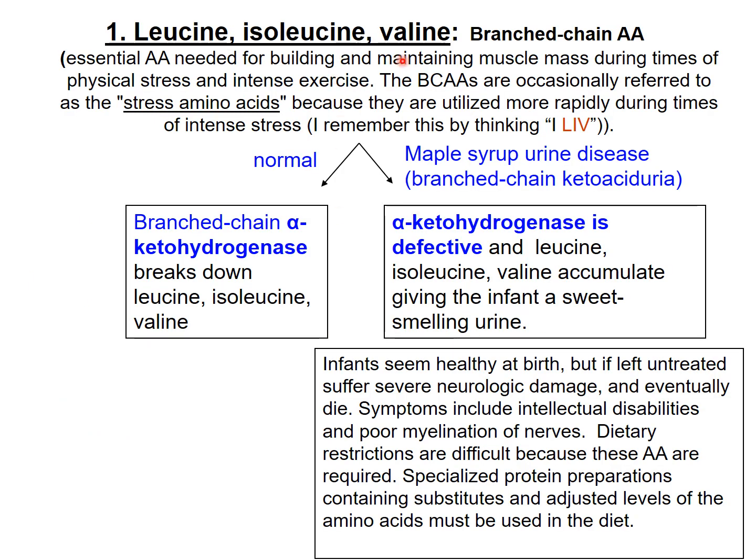So, leucine, isoleucine, valine. Although I put here a lot of words, I want you to remember two things. These are the so-called branched chain amino acids, and as I mentioned before, these are very important to supply energy during normal conditions, especially for the skeletal muscle. Now, how to remember them? This is an acronym, I LIVE: L for leucine, I for isoleucine, and V for valine.